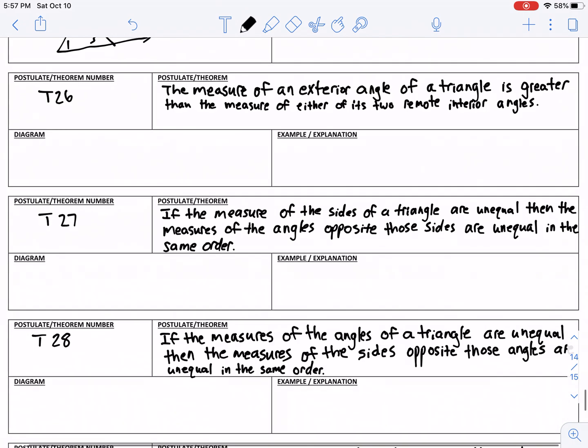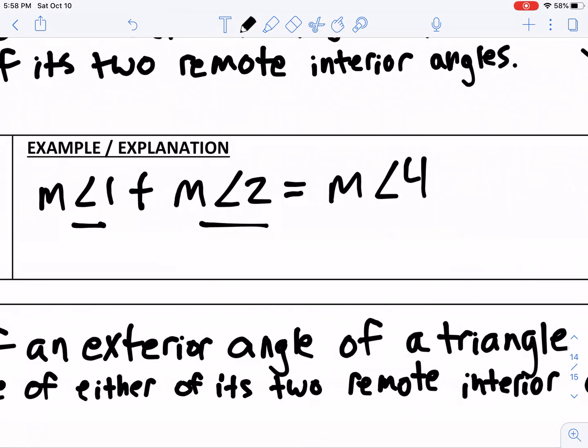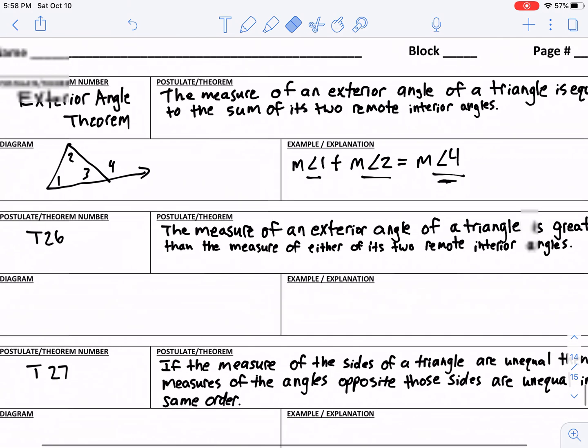Okay, T26: the measure of an exterior angle of a triangle is greater than the measure of either of its two remote interior angles. Now, this is one of those theorems that I call the duh theorems. If angle 1 and angle 2 add to be 4, doesn't that mean 4 is bigger than either one of those? For instance, 2 plus 3 equals 5. Isn't 5 bigger than 2 and 3? Yeah. So that's one of those no-duh theorems. Of course, the exterior angle is going to be bigger than either one of those.